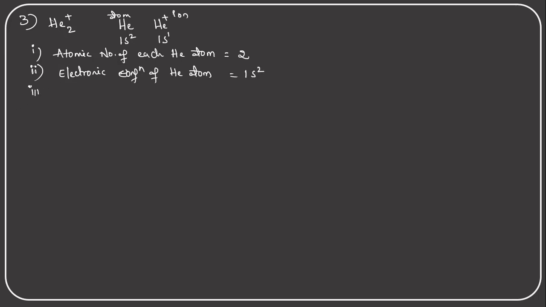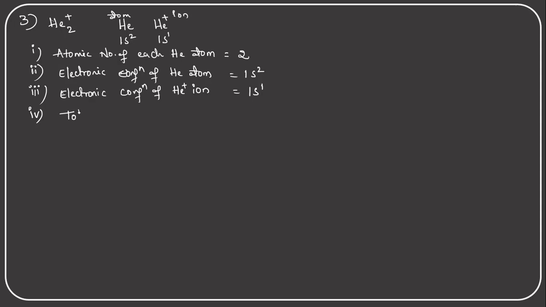And what will be our third point now? We have to give the information of both species present here, whether atom or ion. This helium ion loses one electron and has a 1s1 electronic configuration, so we need to mention that also. The electronic configuration of the helium plus ion: it forms by losing one electron from the 1s orbital, so one electron remains. So 1s1.